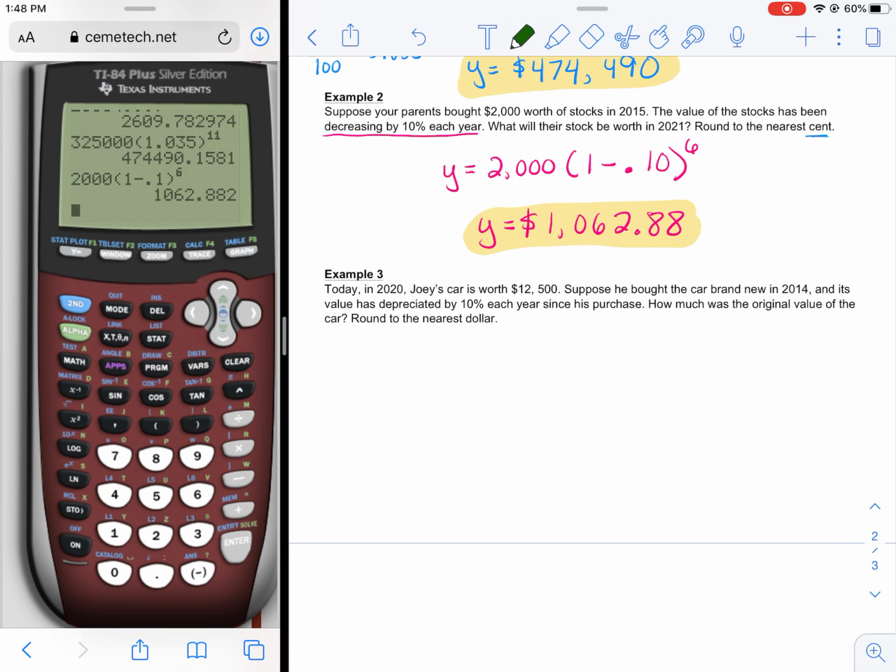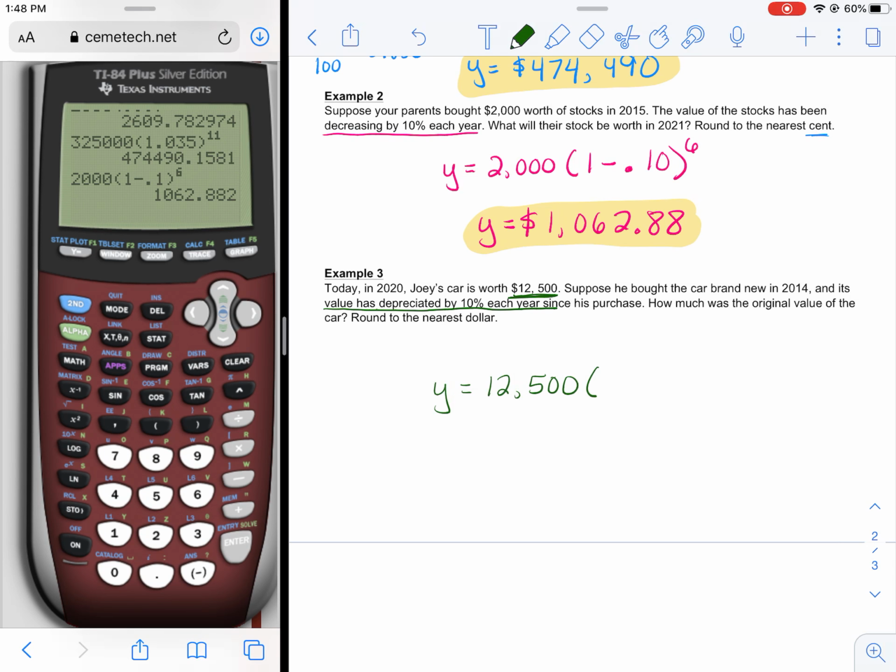So what's important to understand in this problem is that when you write your equation, the initial amount is going to determine how you handle your t value. We're always going to start with that initial amount. So we're going to write y equals 12,500. It says that the value of the car has depreciated by 10% each year, so you got to be consistent there. The value's going down. We're going to do 1 minus 0.10.